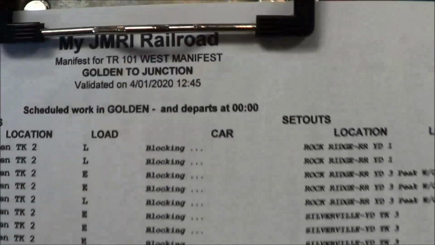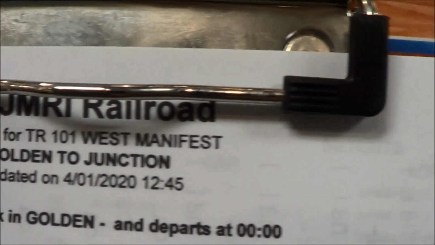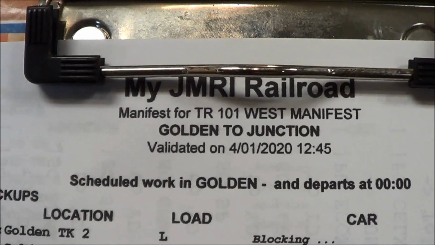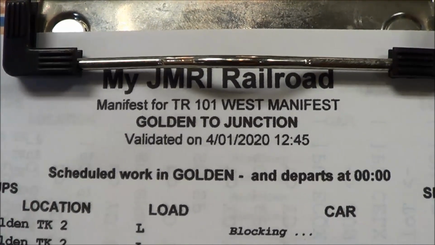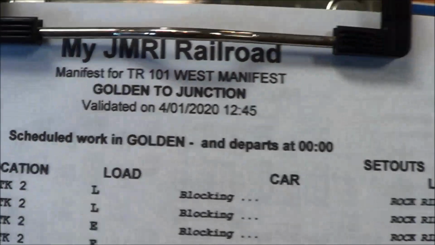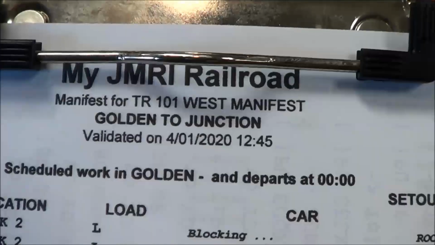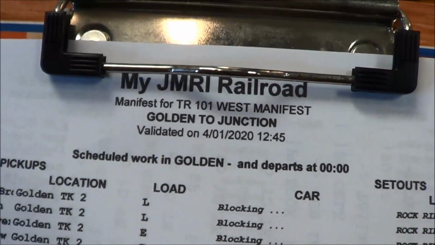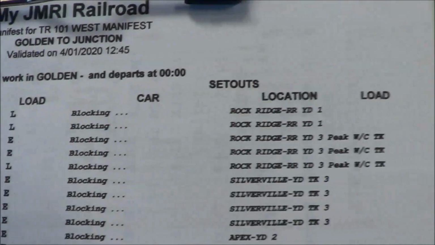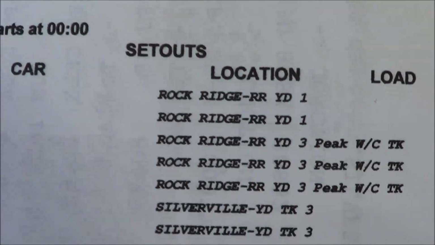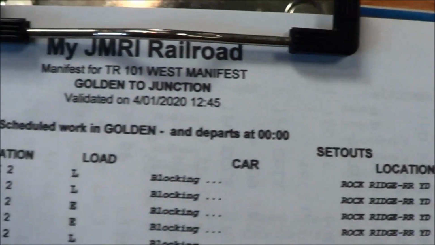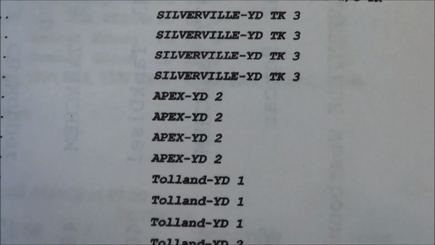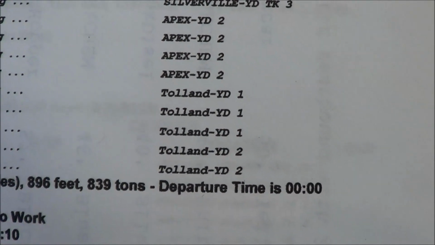manifest here. And this is train 101, okay? West manifest Golden to Junction. Validated on 4/1/20. Okay, well, it's 4/5, but hey, we won't tell. They're going to take this manifest, and if we have time, we block the trains. That's what the column says right here. Locations and loads. This is how you block the train in that order.